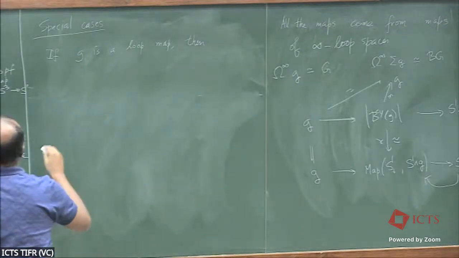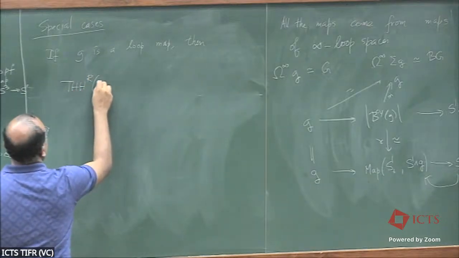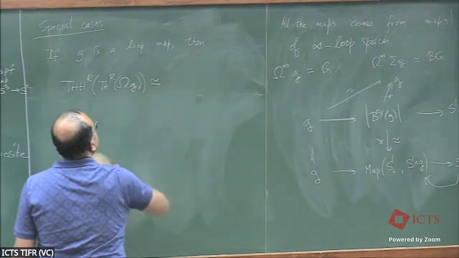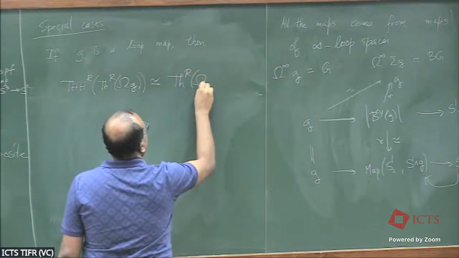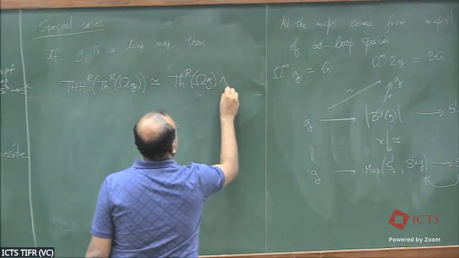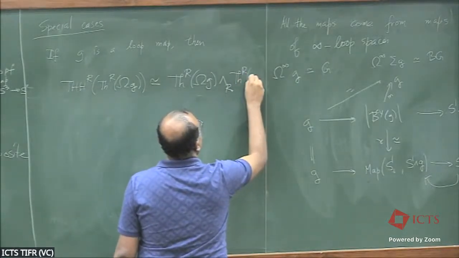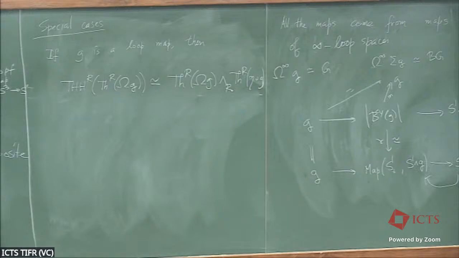I have a simplification of this THH of the Thom spectrum of omega G, which is going to be the Thom spectrum of omega G smash over R with the Thom spectrum of eta circle G. Oh, sorry, now there are too many G's, but we will not use little g anymore, so it should be fine. Okay. So what is happening here?